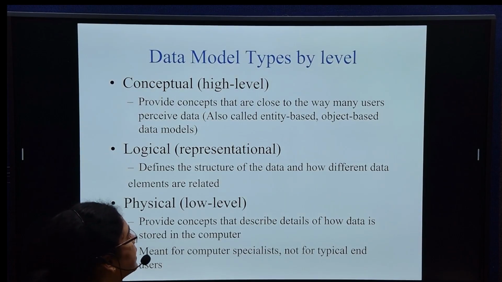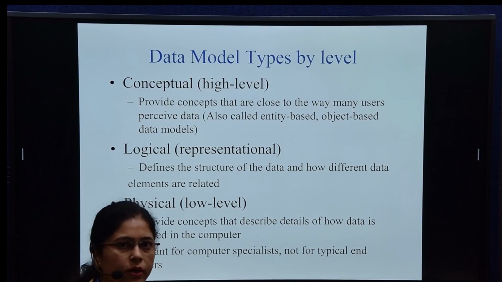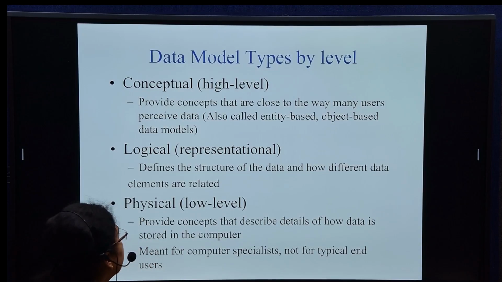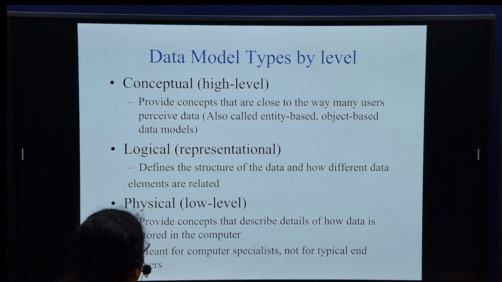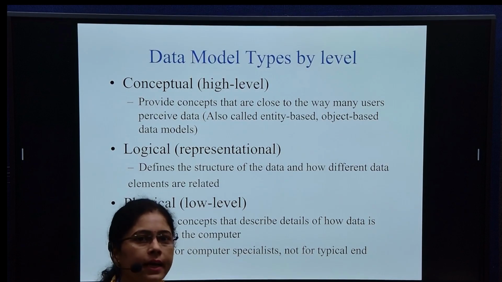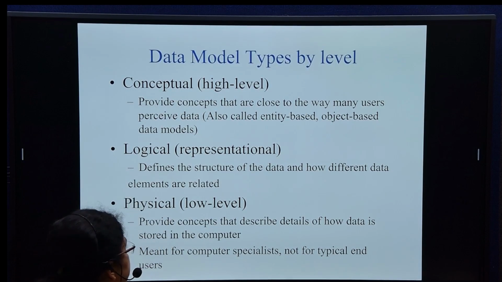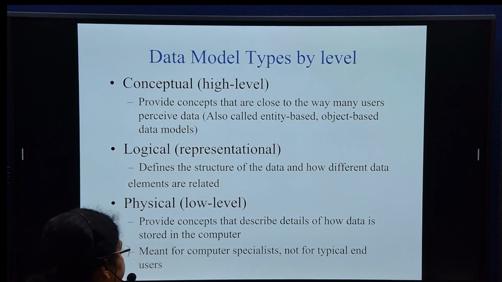There are three types of data models: conceptual data model, logical data model and physical data model. The conceptual data model is a high level data model which provides concepts that are close to the way many users perceive data. It is also an entity based and object based data model. The logical data model is a representational data model of a database, where it defines the structure of the data and how different data elements are related.